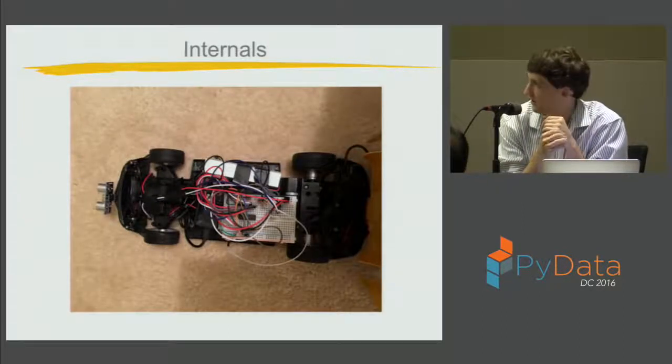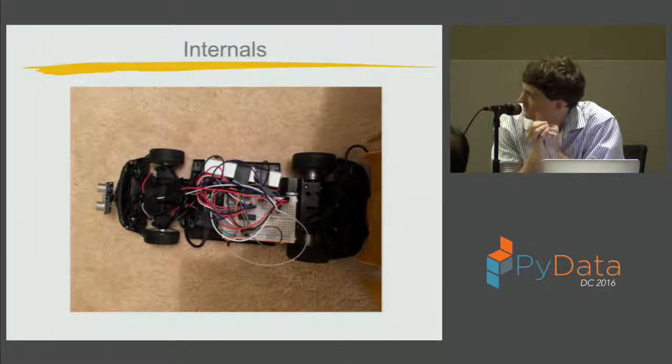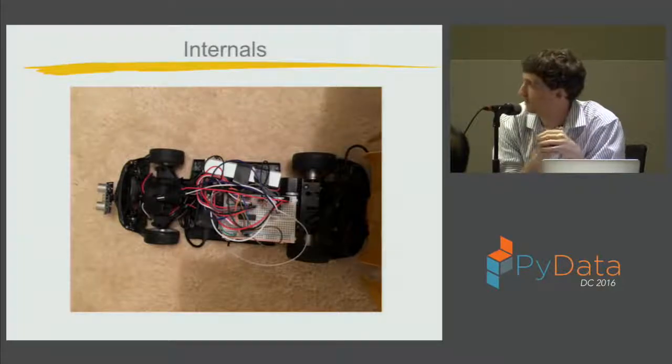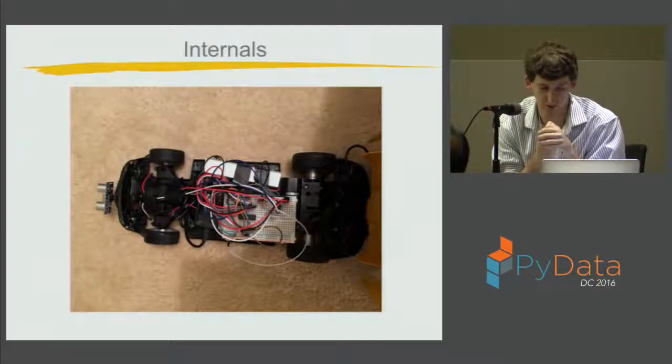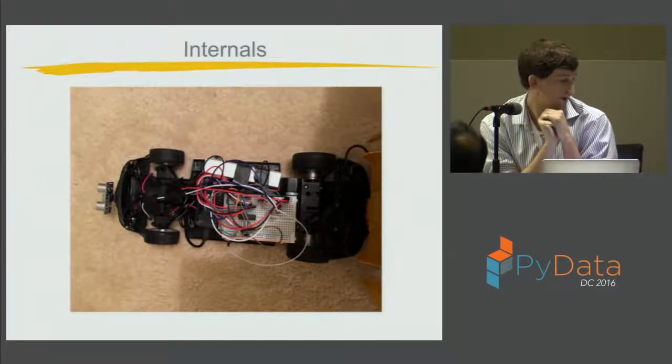So this is what the car looks like on the inside. It's kind of a hot mess. You'll see, I guess you can't see the mouse, but we've got the battery on top there. I've got my breadboard, which you probably don't need. I probably could have done some more soldering to get rid of that, but it didn't take up too much space. But underneath that, you'll see the Raspberry Pi in its case.